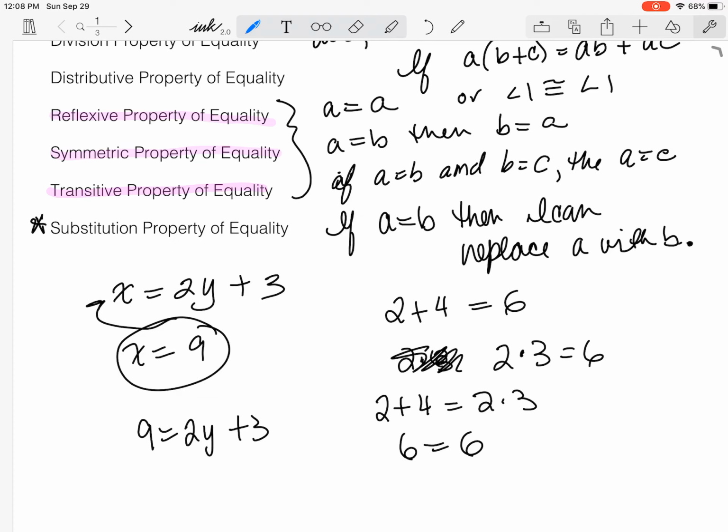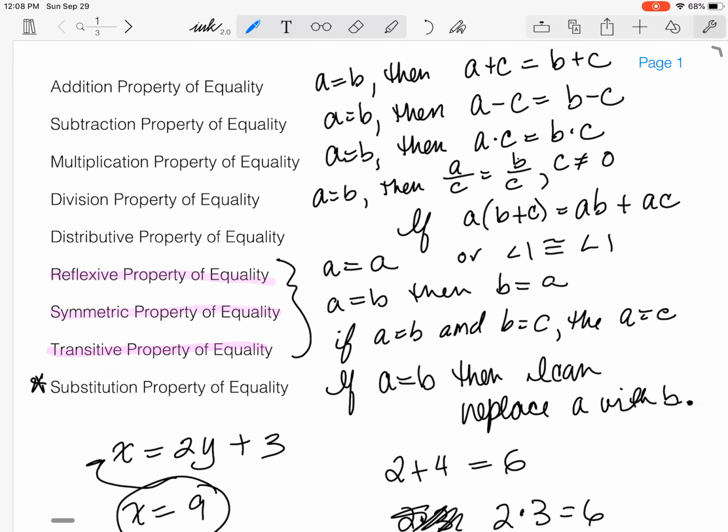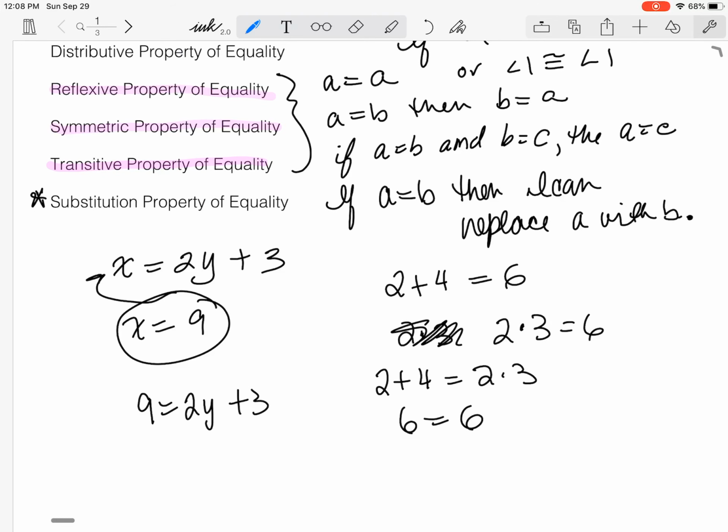And that is all of the properties of equality and what they can do for you. In a video that I already posted, which you can watch if you haven't yet, I go over an example on how to do a two-column proof using the properties of equality.